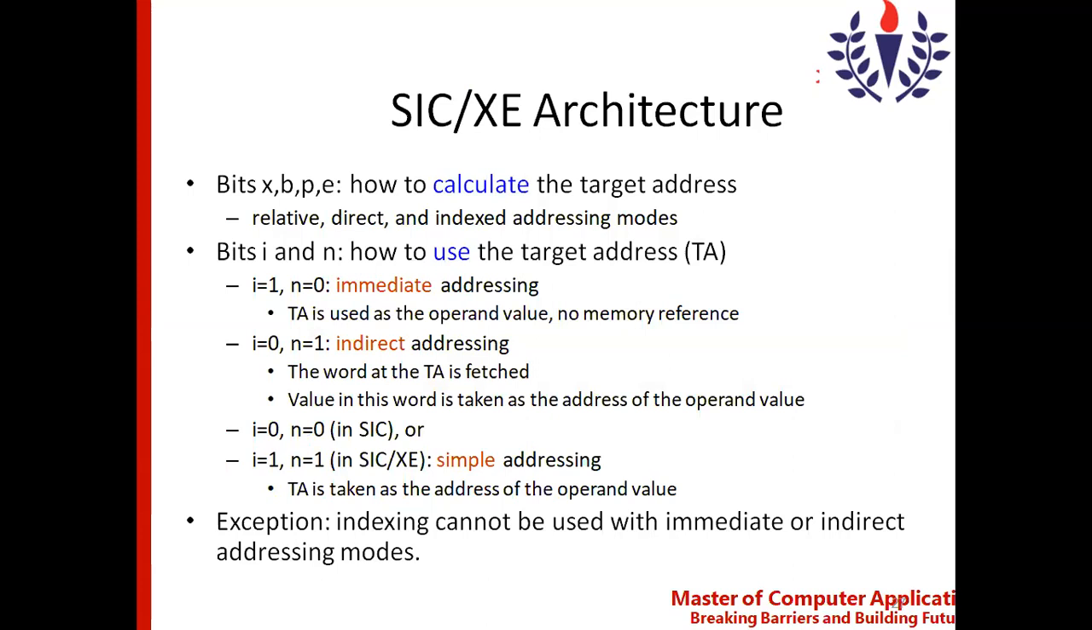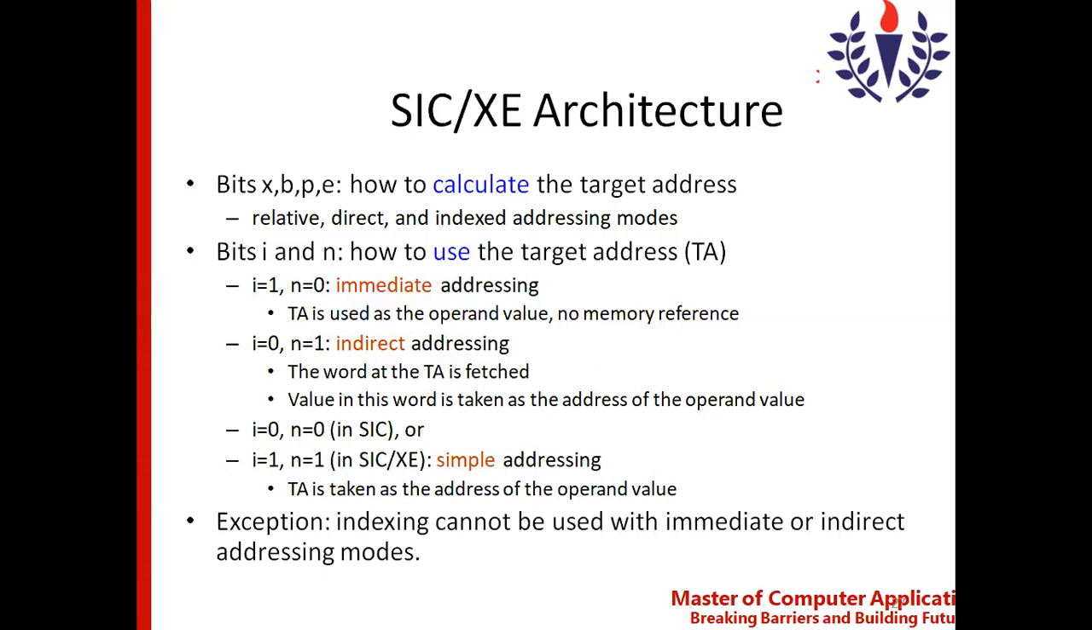For example, if you look at immediate addressing, the bit I is equal to 1 and N is equal to 0. When I is equal to 1, it represents immediate addressing. In this situation, TA is used as the operand value. There are no memory references.